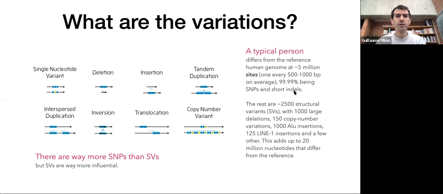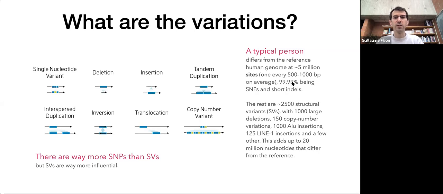Indels, that's insertions and deletions, and short means we're talking 1, 2, or 3 nucleotides. We're not talking more than that. Okay, so 99.99% are really one letter variation, or let's say 1 to 3 letter variation. That's really short range variations.